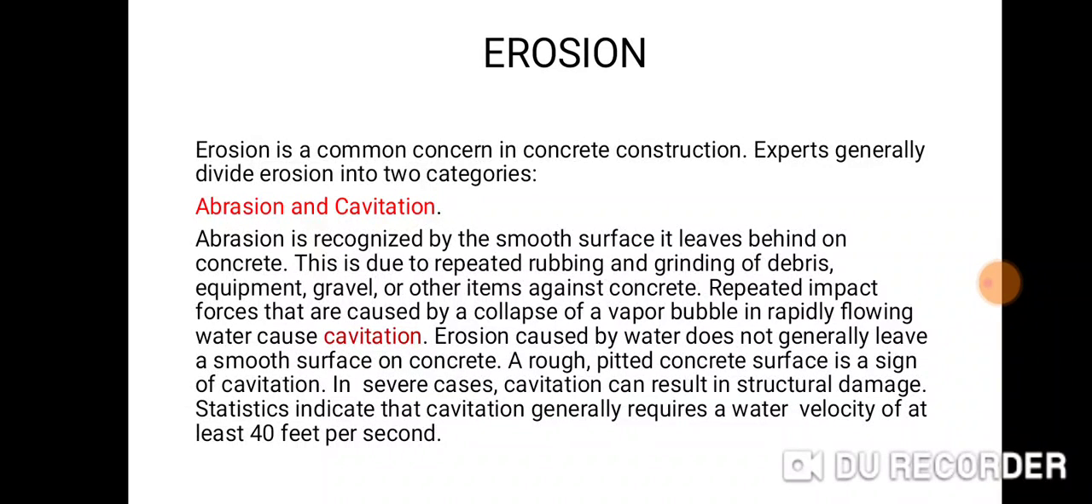Repeated impact forces that are caused by the collapse of a vapor bubble in rapidly flowing water cause erosion. Erosion caused by water does not generally leave a smooth surface on concrete. A rough, pitted concrete surface is a sign of cavitation. In severe cases, cavitation can result in structural damage. Statistics indicate that cavitation generally requires a water velocity of at least 40 feet per second.